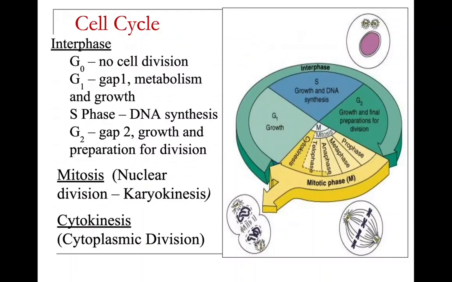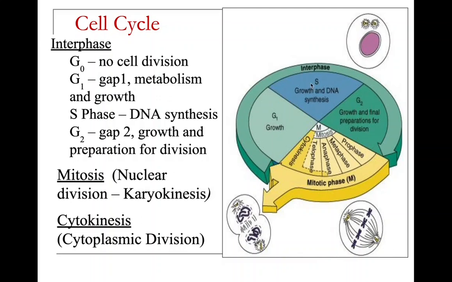So in interphase, G0 phase is what will happen when it's a non-dividing cell. This is actually quite a few of your human cells will be here. Sometimes they can be called back out of this phase, but some cells like nerve cells rarely leave it. G1 is the first gap. Here it's doing its normal metabolism, normal cell reactions, and its growth.